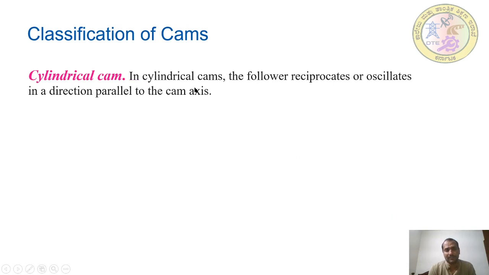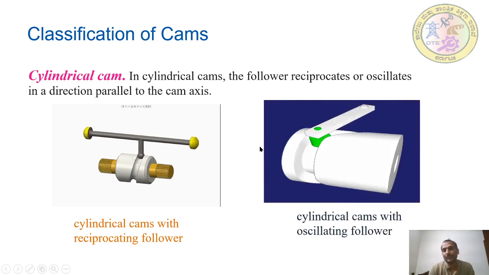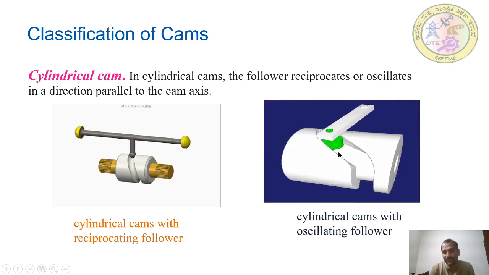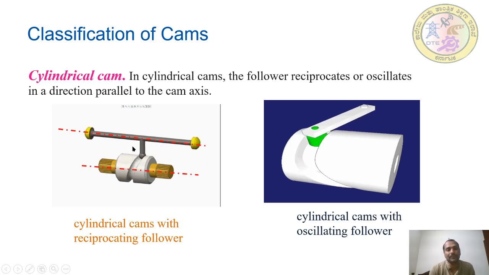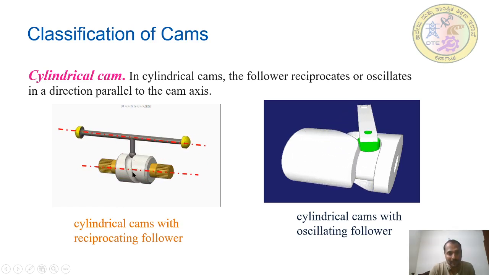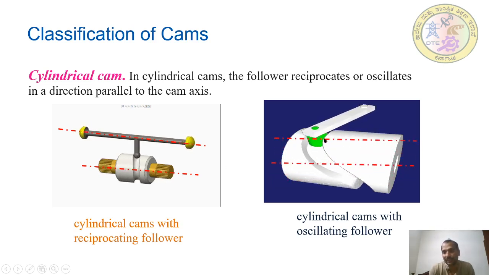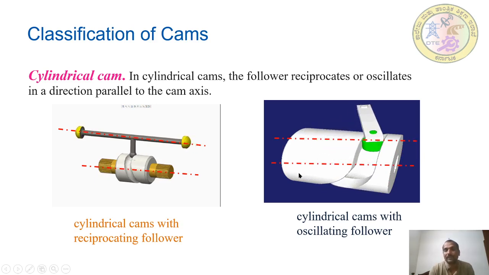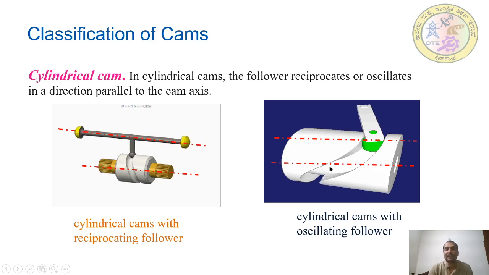Cylindrical cam. In cylindrical cams, the follower reciprocates or oscillates in a direction parallel to the cam axis. The first one is a cylindrical cam with a reciprocating follower. The second one is a cylindrical cam with an oscillating follower. Here the follower reciprocates parallel to the cam axis. In the second case, the follower oscillates parallel to the cam axis. When the follower reciprocates or oscillates parallel to the cam axis, the cams are known as cylindrical cams.